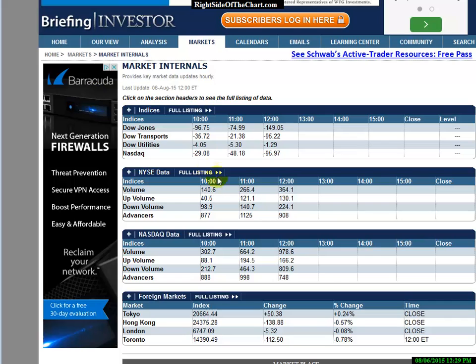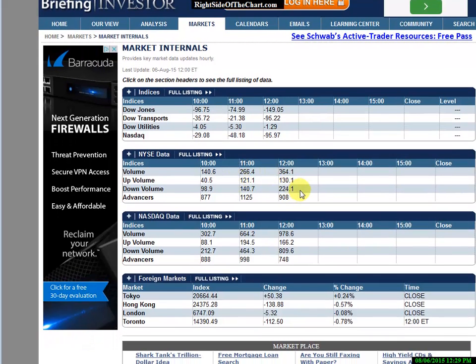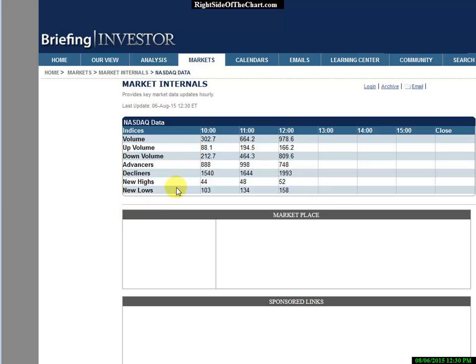All right, so this is Briefing, and what I like about Briefing is they'll give you an hour-by-hour snapshot, so you can get a trend on the market internals. For example, if you want to look at the NASDAQ, and before we do that, you notice that they don't have many. This is just a snapshot of the price of the index. So basically, they're only giving you the internals for the NYSE and the NASDAQ. So you don't have a lot there. So take a look at the NASDAQ.